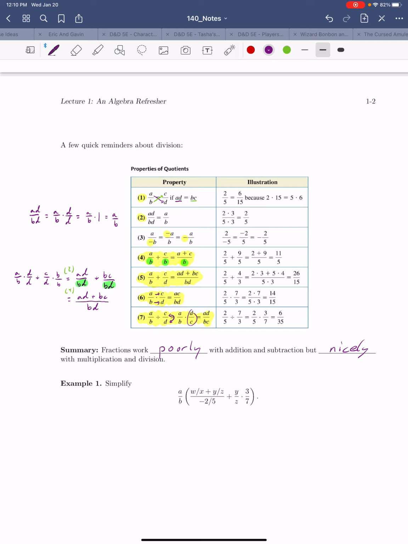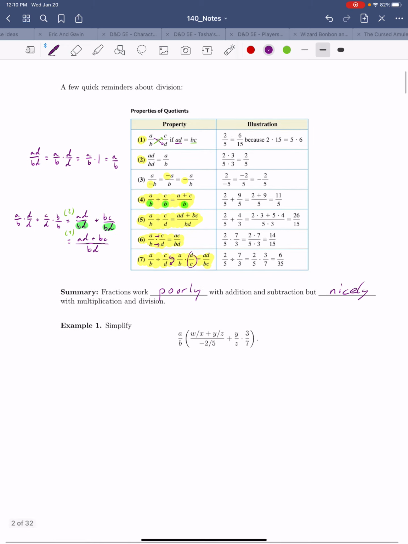Now, of course, you need to remember the addition and multiplication rules, but I think as a good guideline, just remember that you're in for a nice little ride. When you multiply, you just go across the top, go across the bottom. Addition, a little bit more work.